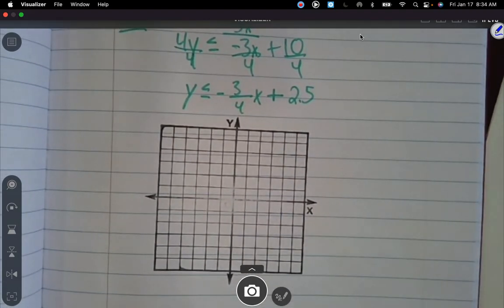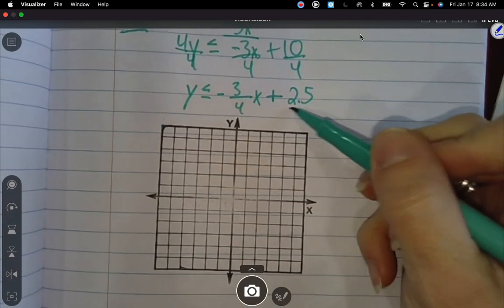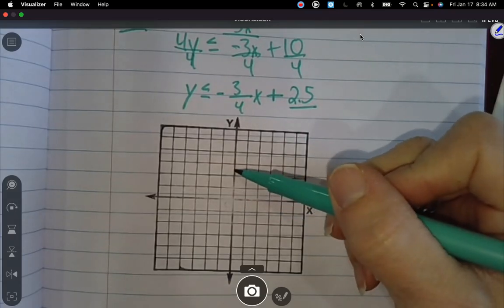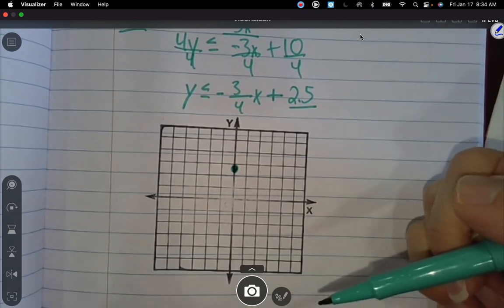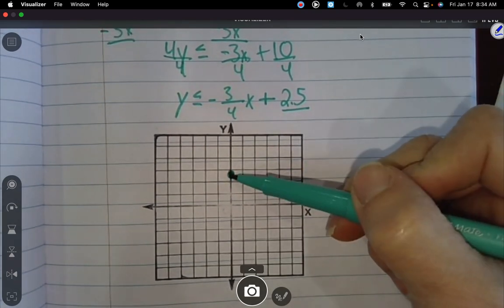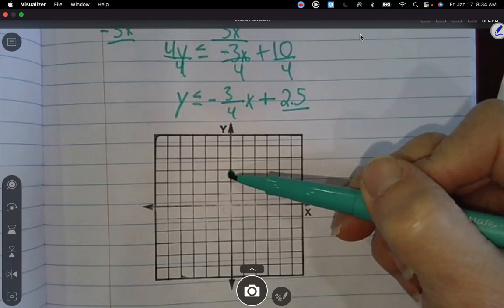So I'm going to go up to 2.5 because that number is 2.5. So up 1, 2, and about halfway. Just try my best on graphing it. Does everybody understand that 2.5? Yeah? From there, I'm in the middle, but that's okay. I can stay in the middle.